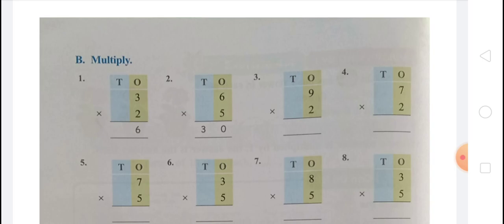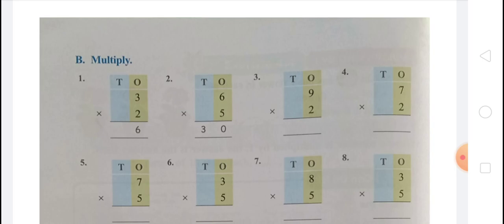Question 4. We have to multiply 7 by 2. So we have to read the table of 2, seven times: 2 ones are 2, 2 twos are 4, 2 threes are 6, 2 fours are 8, 2 fives are 10, 2 sixes are 12, 2 sevens are 14. So here will be 14. We will write 4 on the ones place and 1 on the tens place. So 1 ten and 4 ones make 14.